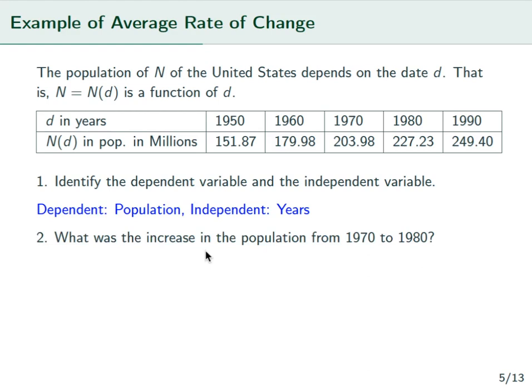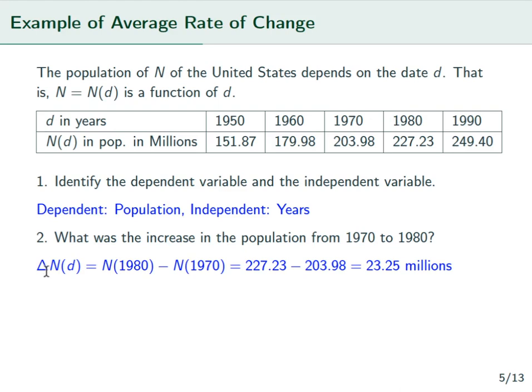So what was the increase in population from 1970 to 1980? What we do is we look at the population in 1970, and we look at the population in 1980. Then we see how the population has changed. So delta N of D means change in N of D, equals N of 1980 minus N of 1970. This difference shows how much it has changed between these two years. So we do 227.23 million minus 203.98, and we get 23.25 million. So that's how much the population has changed from 1970 to 1980.